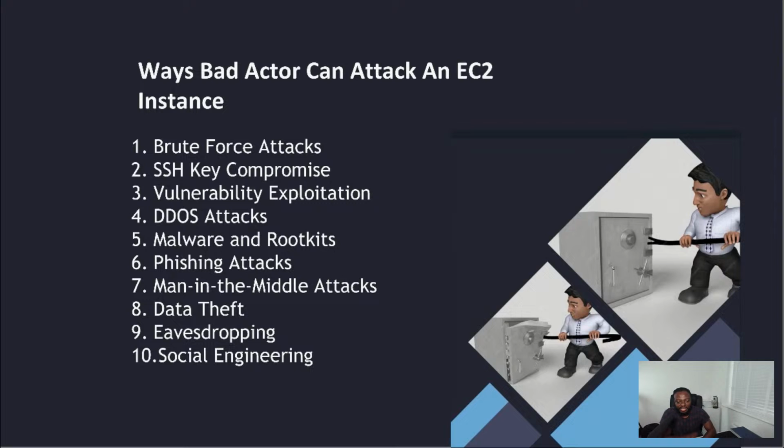And another key point is number three, which is vulnerability exploitation. Bad actors are constantly trying to see what software you're running on your EC2 instance. And once they identify the software, they will check to see, is it vulnerable to certain exploits? Once they identify that, okay, it's vulnerable, then they can use that vulnerability to get into your EC2.